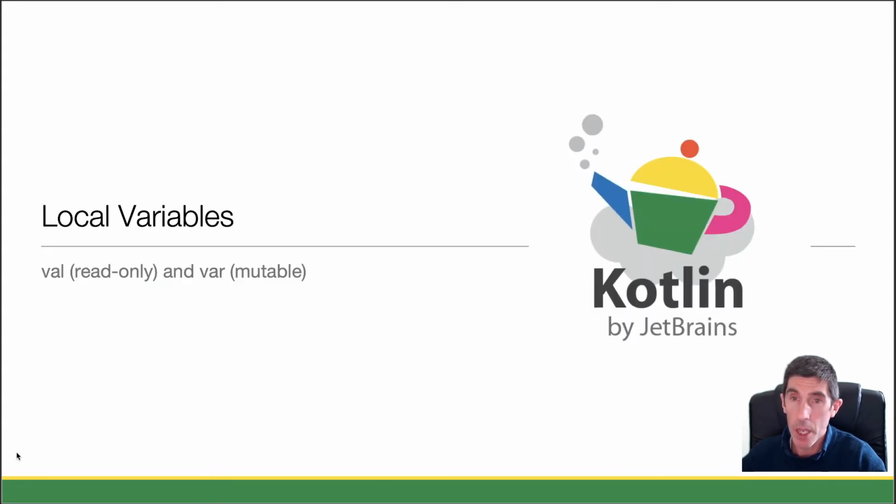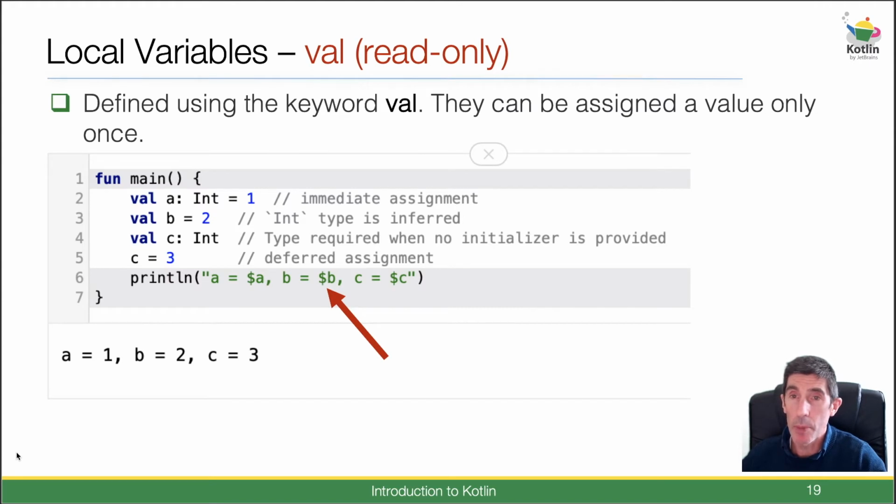Okay. In terms of local variables, so we'll be seeing a lot of this. We have val and var. So again, val basically read only, var mutable. Okay. Again, just looking at some examples here. So our local variables, should I say, are defined using the keyword val. They can be assigned a value only once. So as I say, once you assign it, you can't reassign the value. It is recommended to use vals wherever possible, but obviously that may not always be the case, and that's where the var variable comes in.